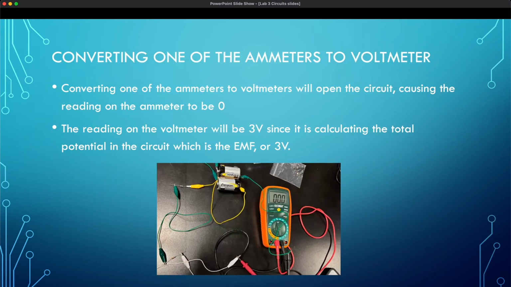When we convert one of the ammeters to a voltmeter, the reading in the ammeter will be 0 since the circuit will be open. But the reading in the voltmeter will be 3 volts since we are measuring the total potential in the circuit, which is the EMF or 3 volts.